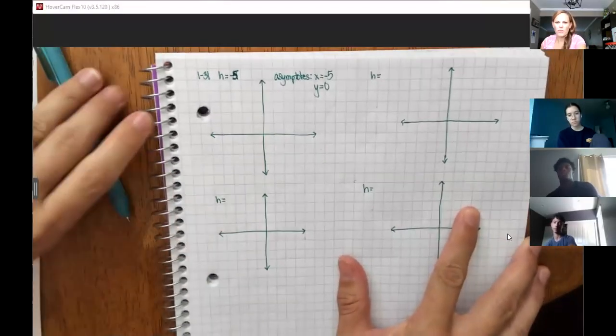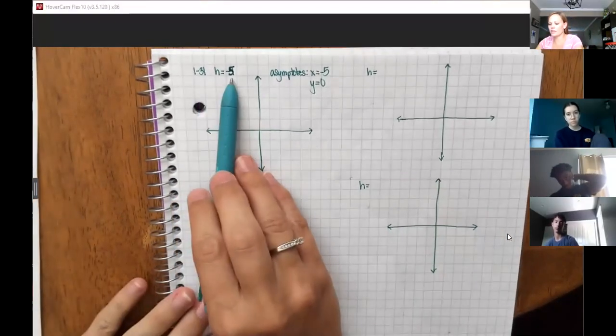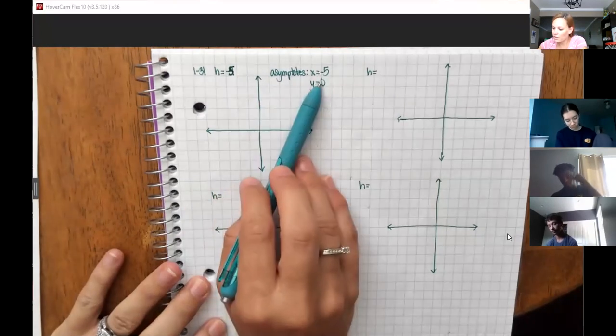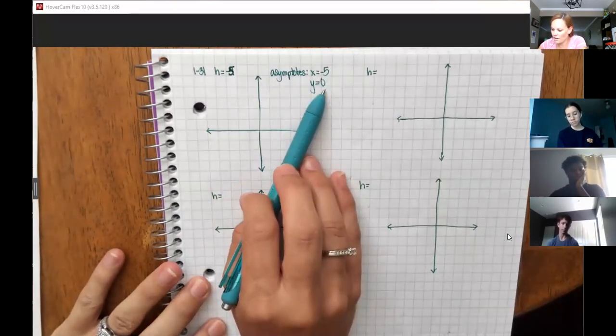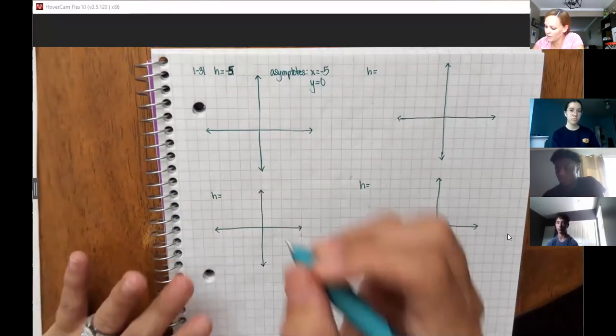I used -5, and my asymptotes were x equals -5 and y equals 0. Thank you. So right here, we're going to put a few up. So h equals -5. Our asymptotes are x equals -5 and y equals 0.